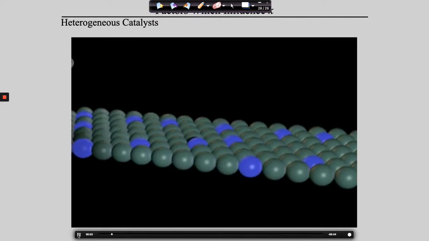A specially prepared metal surface, nickel or palladium. All right, so here we got nickel or palladium. Again, and platinum, those are great catalysts. But what does it mean to specially prepare it? I have no idea. What does specially preparing it do? Well, it makes some of these atoms blue. What does it mean that they're blue?